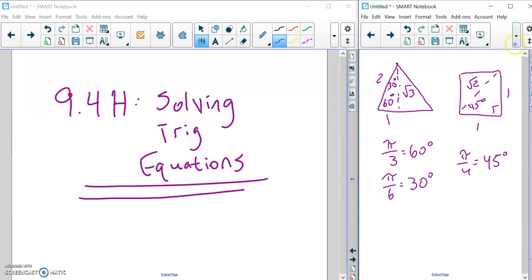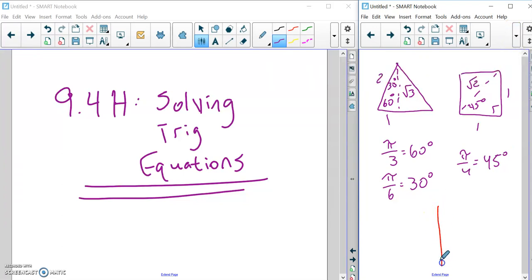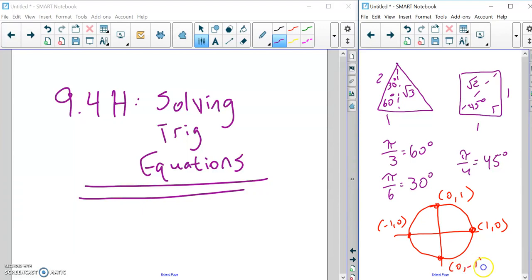And along with this, I'm also going to draw the circle with a radius of 1 to help us remember over here. 1, 0. Here we've got 0, 1. Negative 1, 0, and 0, negative 1, and please remember cosine goes with x, and sine goes with y. So whatever the x value is at any of these points, that is the cosine value, and whatever the y value is, that is the sine value.